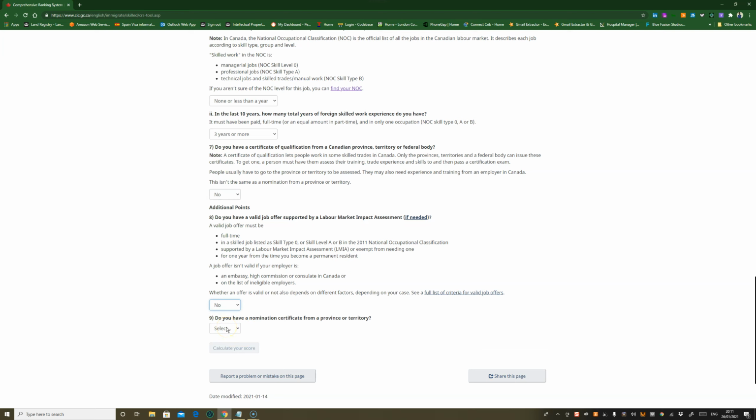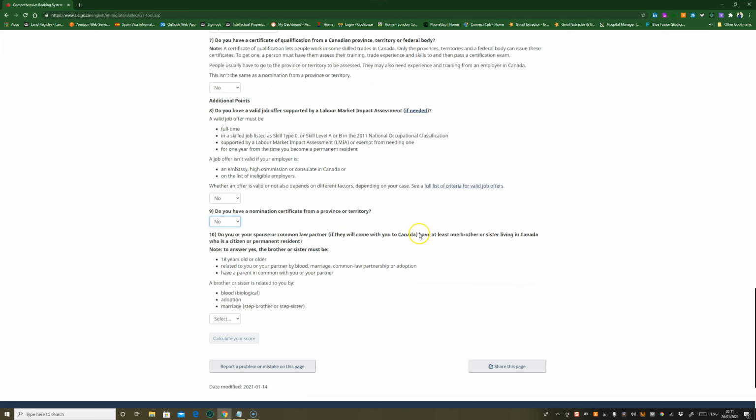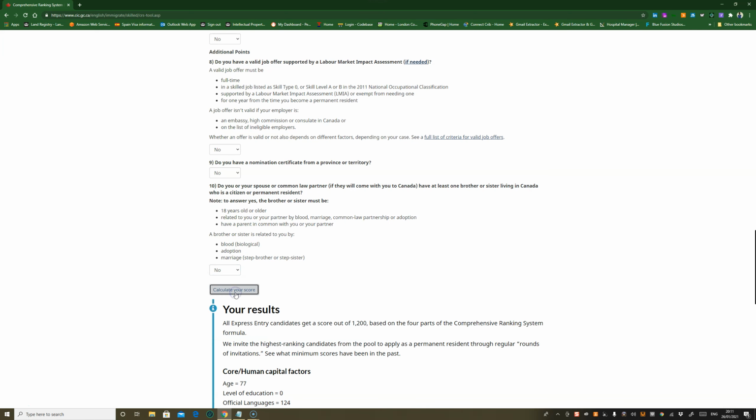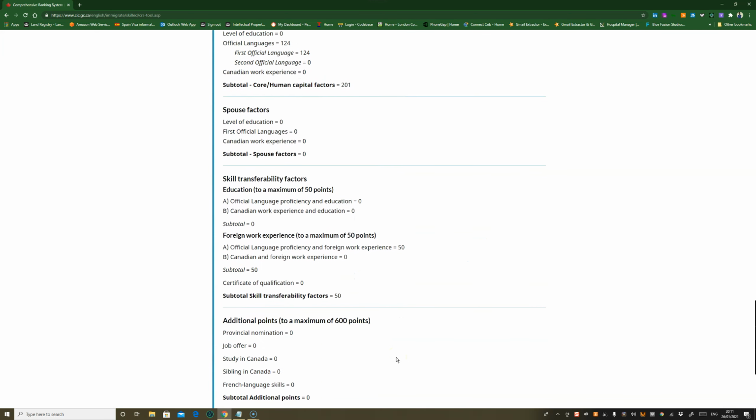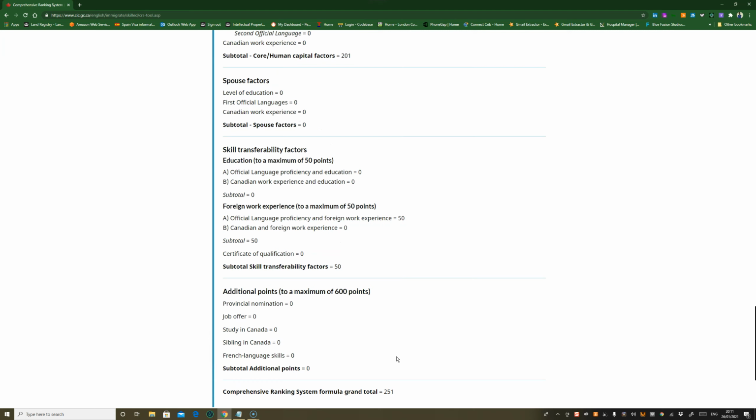Do you have a nomination certificate? Note, at this point, even if you don't have a nomination certificate from a province or a territory, it doesn't matter, because some provinces or territories will check your profile, and based on your profile, they can nominate you, and that automatically will give you more score. So you put no. Do you or your spouse or common-law partner, since you've said you are not married, you just say no. So now you calculate your score. If you look at your score here, it gives you a total of 251. That is what you got, 251.